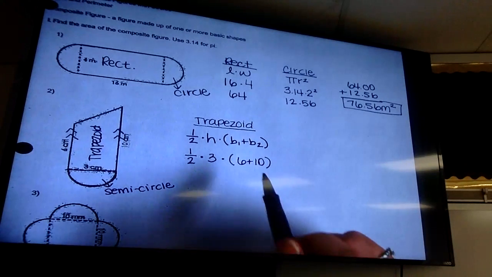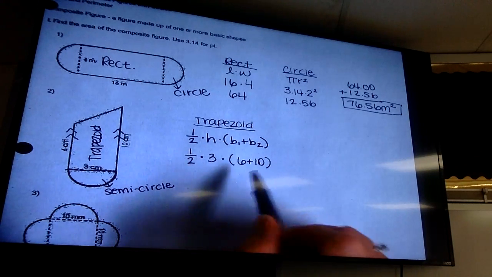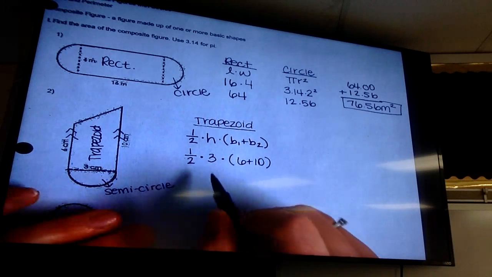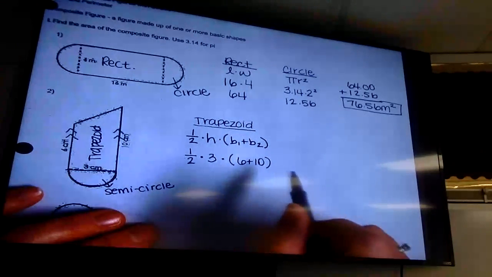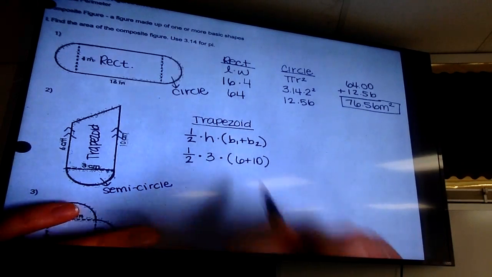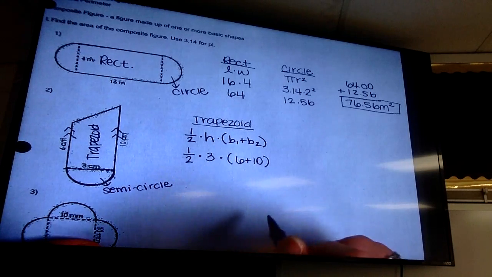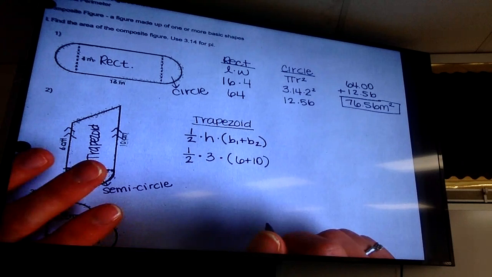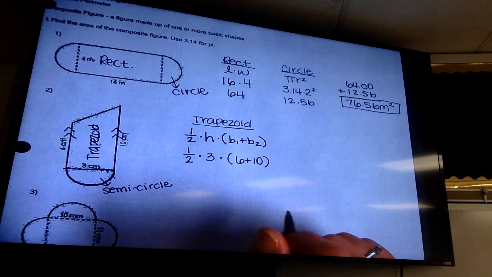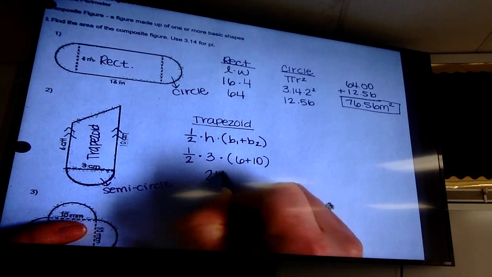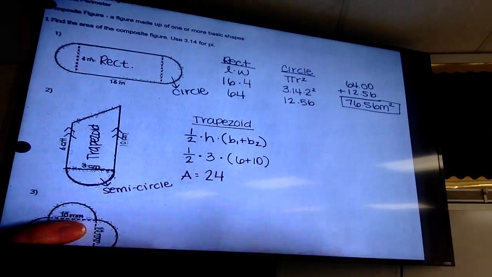Now, when I go to put this in my calculator, be careful. You can use the parentheses if you want. You could do this in your head. But if you just write 1/2 times 3 times 6 plus 10 in your calculator, it's going to do order of operations, and it won't do this first. And that's what you need it to do first. So if it were me, I would say 6 plus 10 is 16. And then I'd say 16 times 3 times 1/2 in my calculator. And I find out that the area is 24.